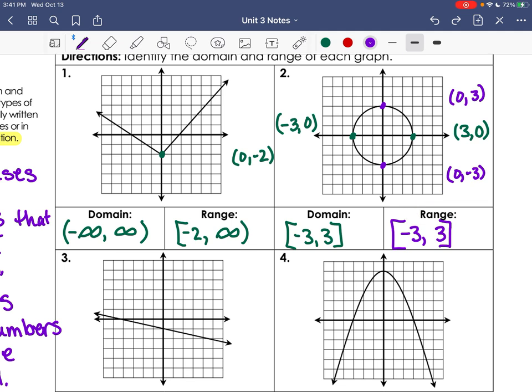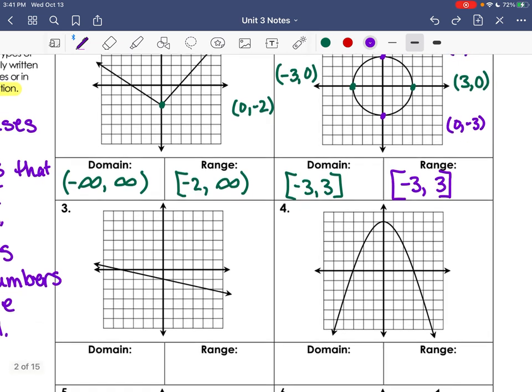So that's a little bit of an easier way to think about the range if you're thinking about the x and the y values of those different points.